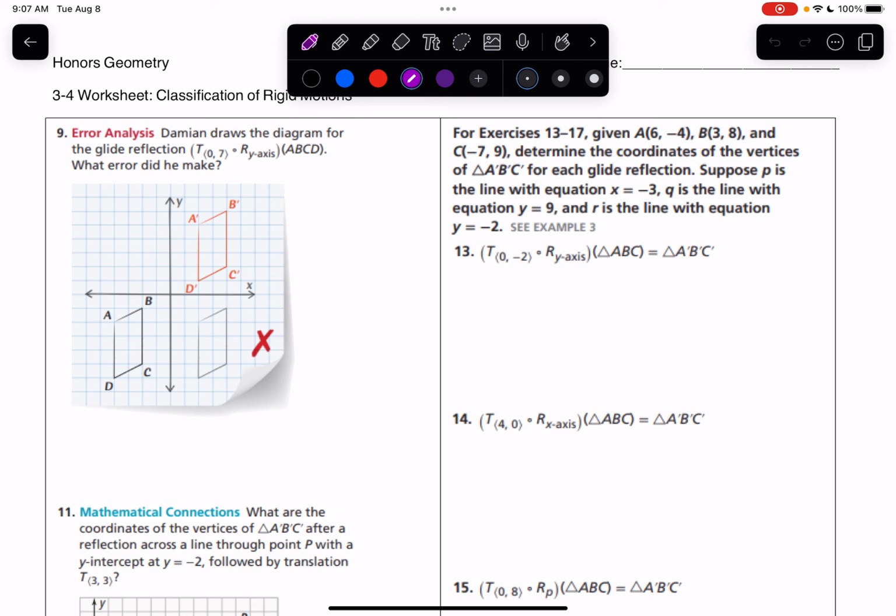So remember, according to this set of instructions, he took quadrilateral ABCD, he reflected it across the y-axis, which would put it up here, and then translated it over here. But that's not what happened. He took this shape, translated it first, and then he didn't even reflect it across the y-axis. He just translated it again. So he actually made two errors. He translated first instead of reflecting.